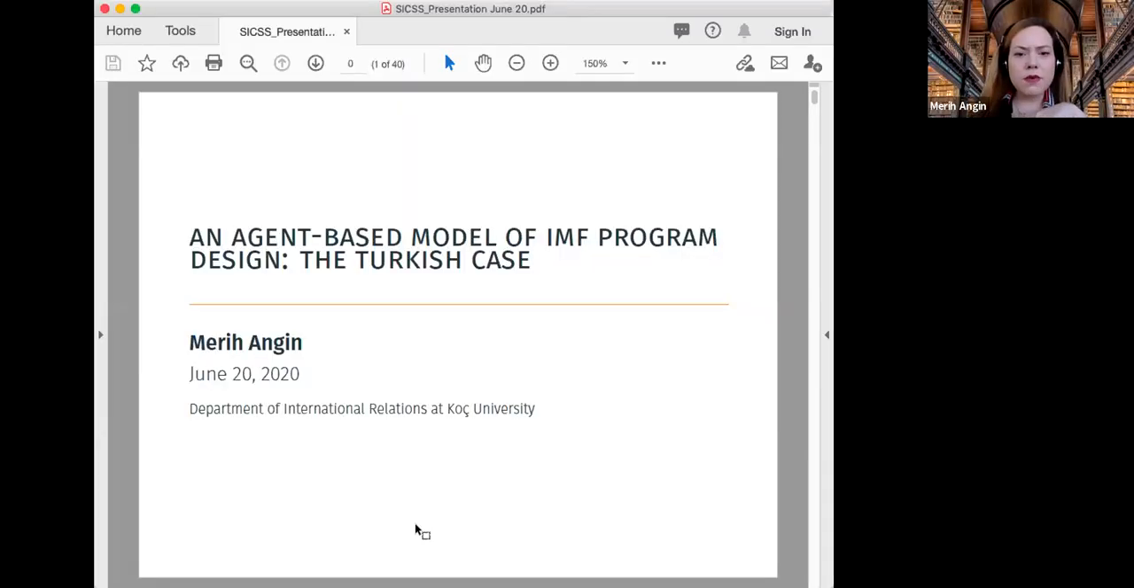So, sharing my screen with you. I'm having trouble when I go full screen, but I hope you are still able to see it clearly like this. Okay.